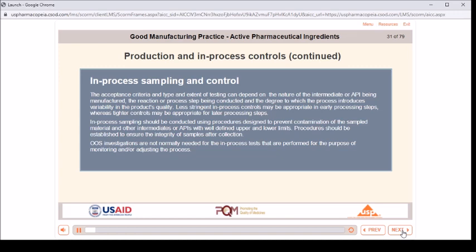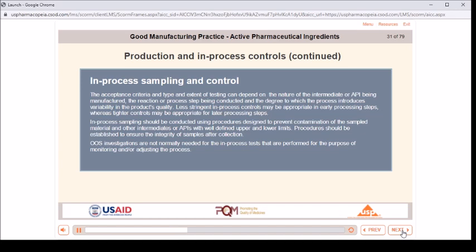Production and in-process controls, continued. In-process sampling and control. The acceptance criteria and type and extent of testing can depend on the nature of the intermediate or API being manufactured, the reaction or process step being conducted, and the degree to which the process introduces variability in the product's quality.